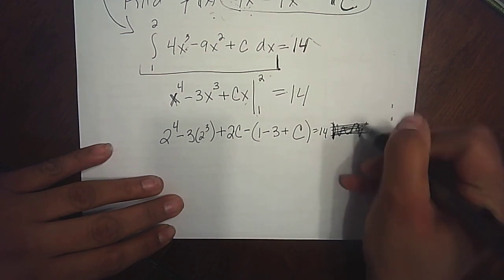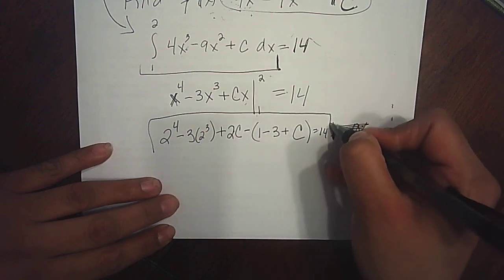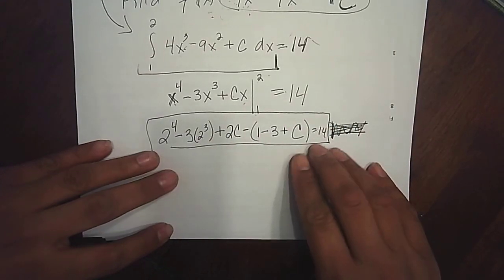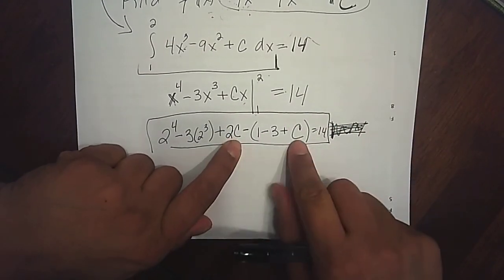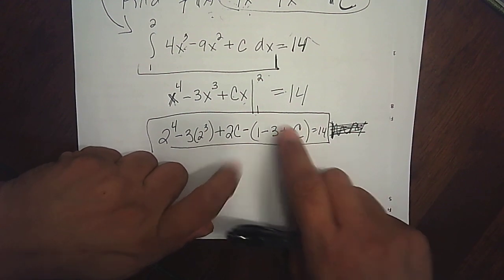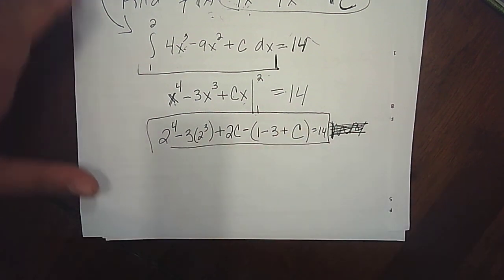I'm going to stop and let you finish. Your job is, because the only thing you're missing here is c. That's the only missing term. You can go find c now by doing some arithmetic.